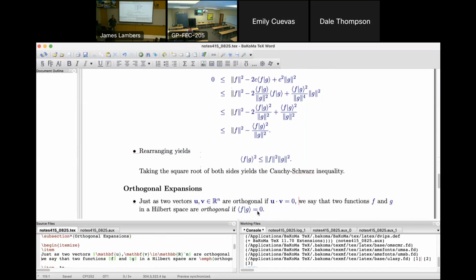Now, it doesn't carry the same geometric meaning as the case of vectors in Rn, because vectors in Rn that are orthogonal, if you were to visualize them, you'd see that they are perpendicular. We don't have any geometric meaning like that in this case, but their being orthogonal is still very useful, as we'll see in a bit.